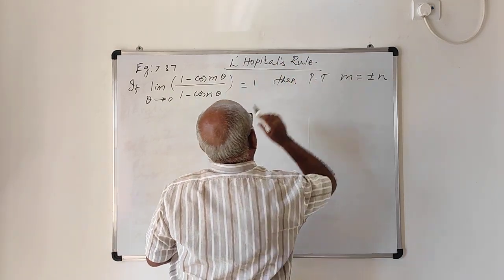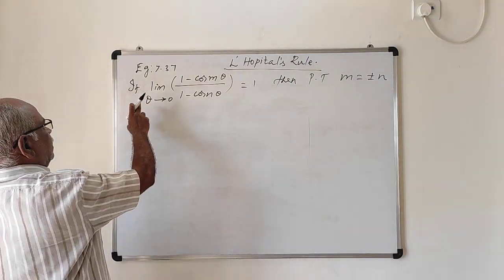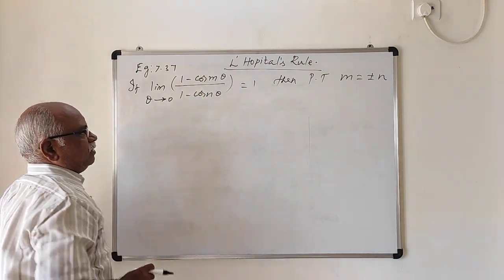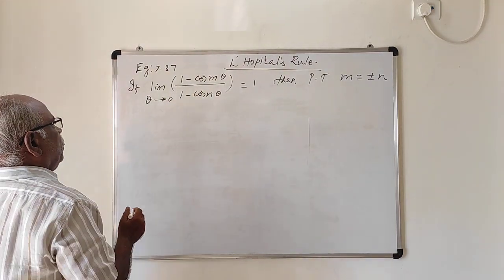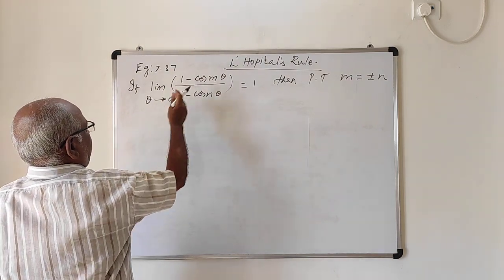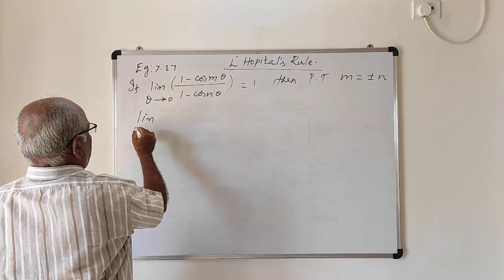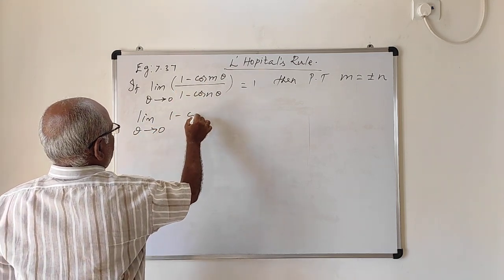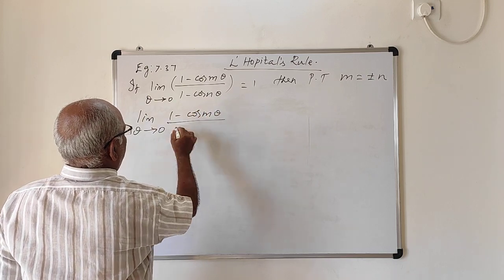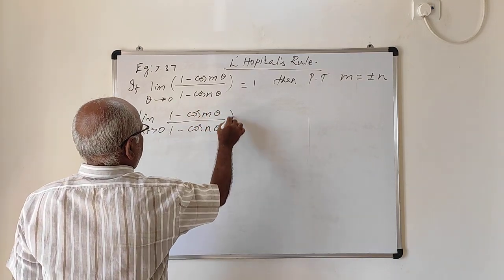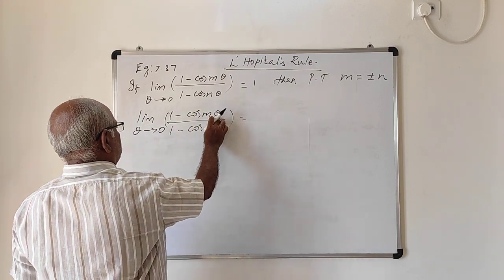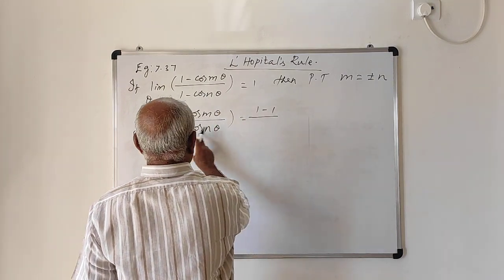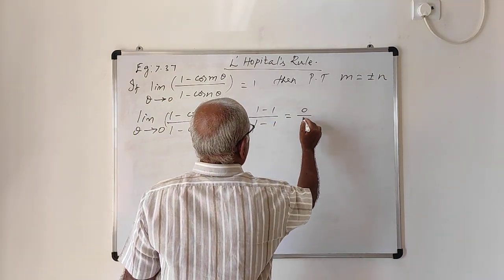We use L'Hopital's rule for finding the limits of functions. Given the limit as theta tends to 0 of (1 minus cos m theta) by (1 minus cos n theta) equal to 1, you have to prove that m equals plus or minus n. If you apply the limit straight away, cos 0 is 1, so 1 minus 1 by 1 minus 1, you will get 0 by 0 form.